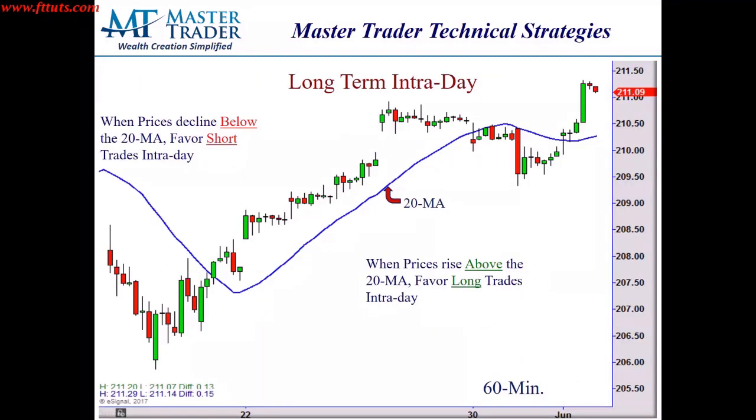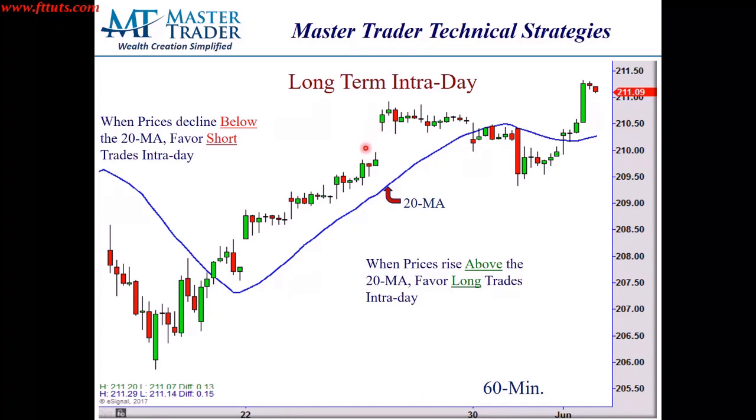Here's an example of what we're looking for on the 60-minute chart. Here, prices were trending below the 20 MA, so we're favoring shorts. Once prices get above this 20 MA on the 60-minute chart, we start to favor long trades. And we continue to favor long trades as long as prices are trending above that 20 MA.